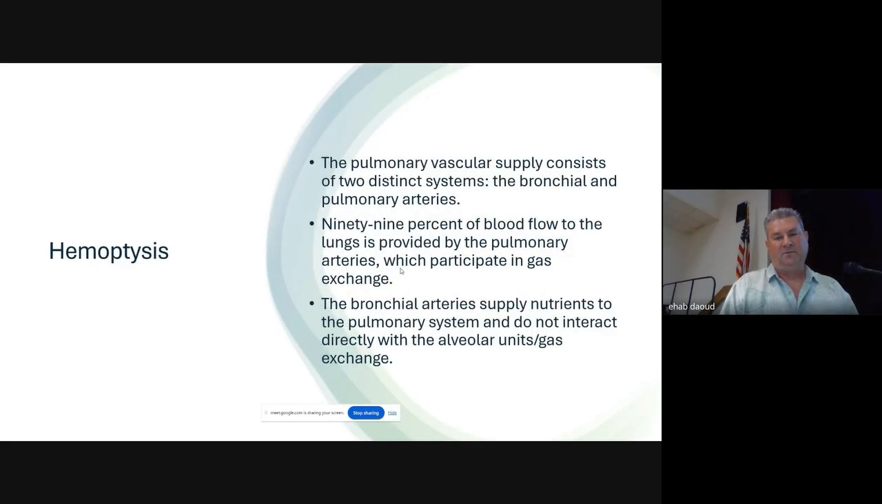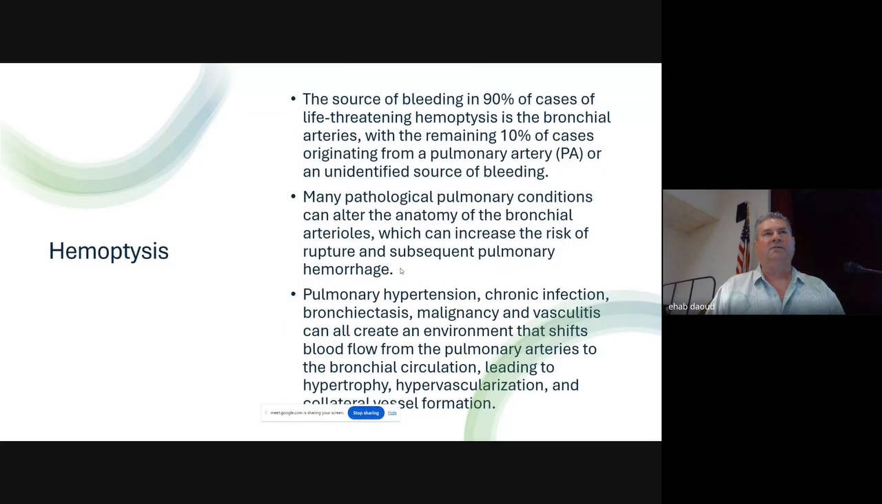So another aspect that we should be aware of is embolization. The vascular system for the lungs comprises a bronchial artery and pulmonary artery. Pulmonary artery mainly does the gas exchange. Bronchial is what supplies nutrients to the lung tissue. And it's usually the bronchial arteries that cause the massive hemoptysis.